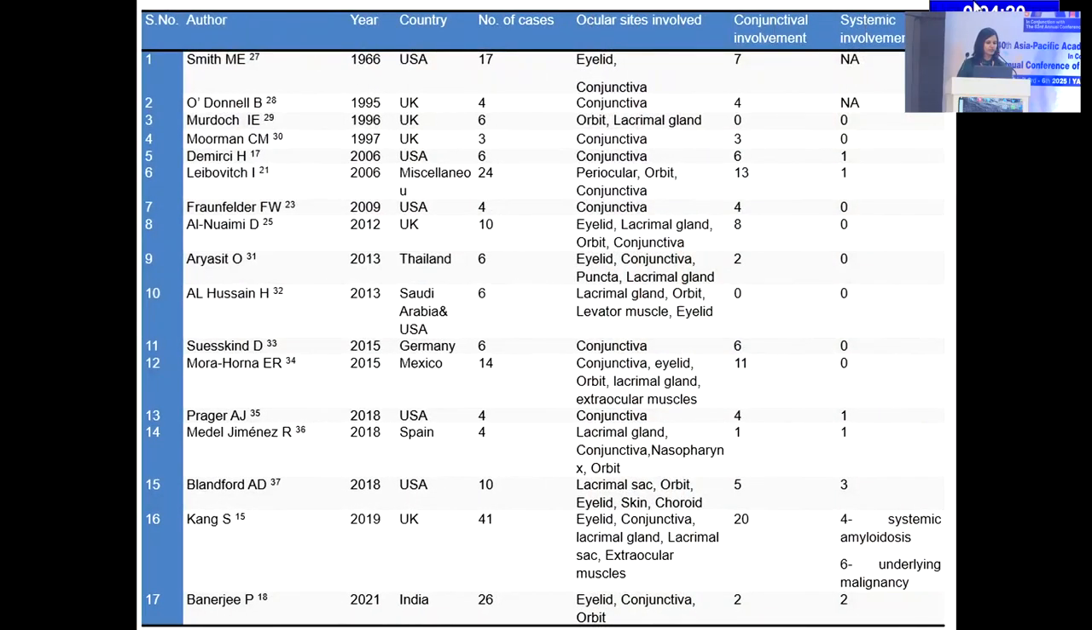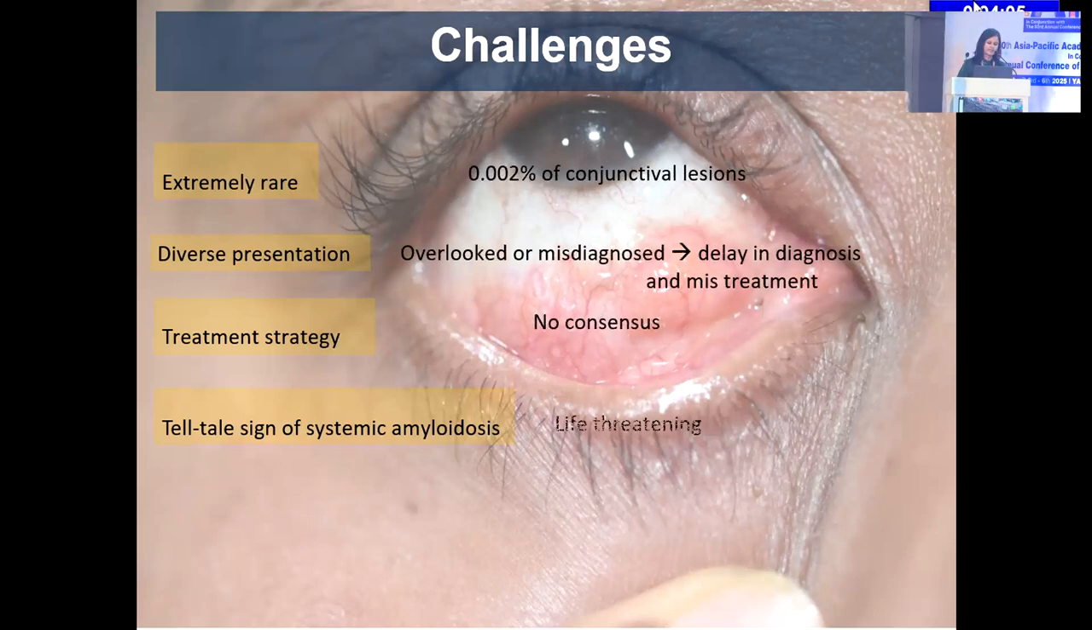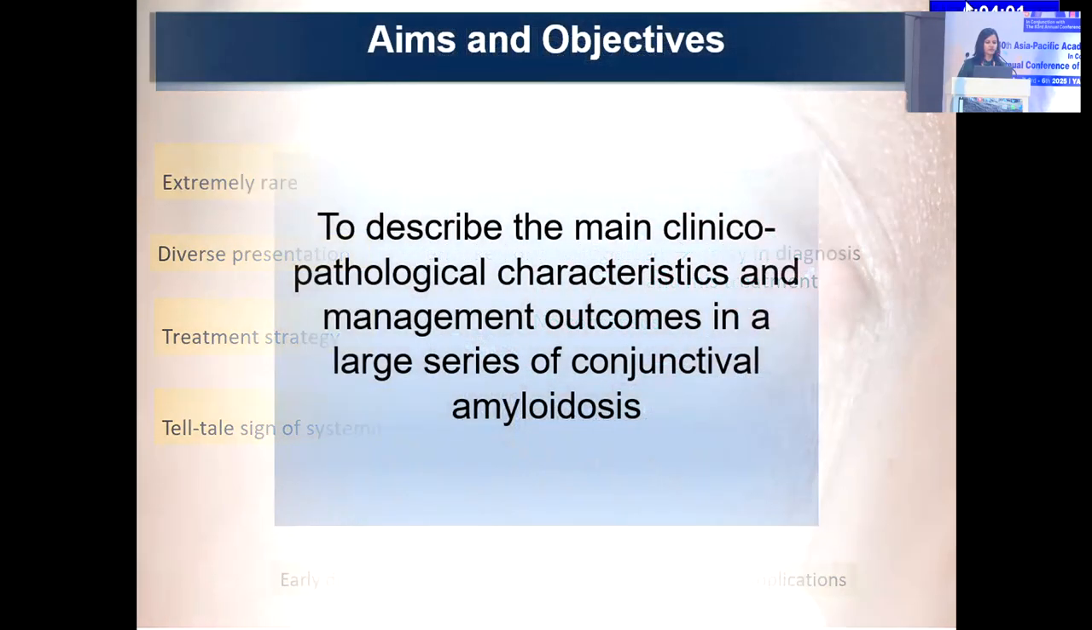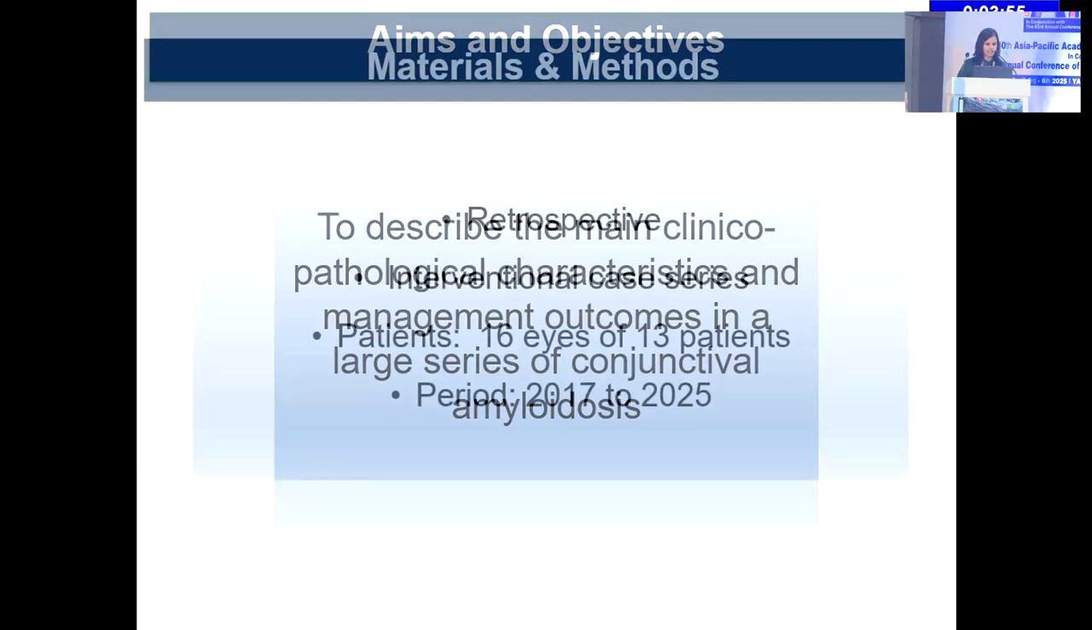And when we review the literature, only a handful of series exists, and the highest one from the Moorfields group and only one from the Indian subcontinent. So the challenges we face with this disease are that it is extremely rare, has diverse presentation, there's no consensus on the treatment strategy, and it is a telltale sign of a systemic amyloidosis. So keeping all these things in mind, we wish to add to the knowledge that exists in the literature and share our experience through this large case series.